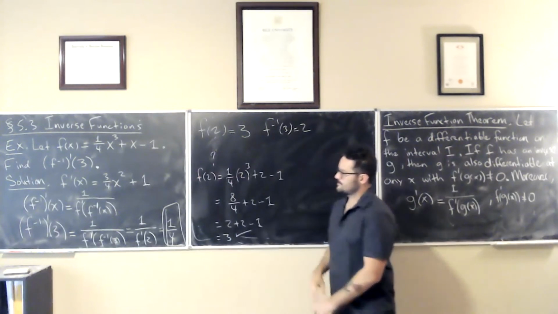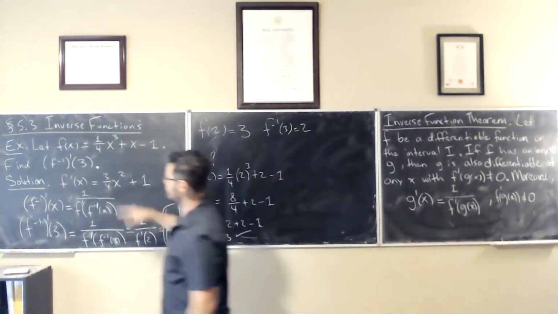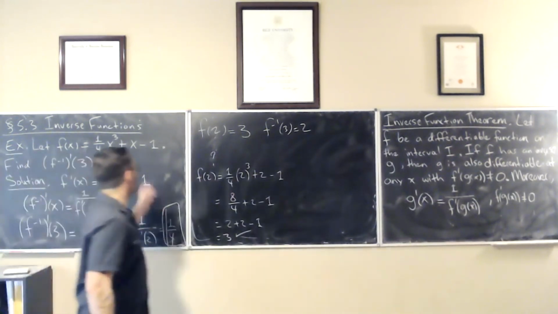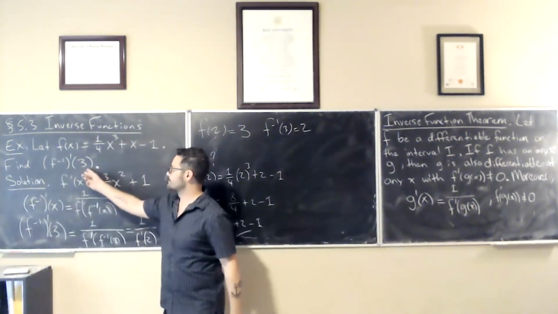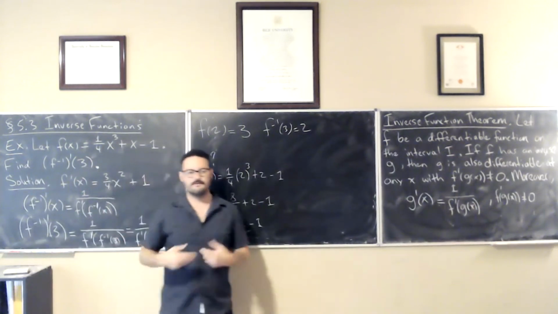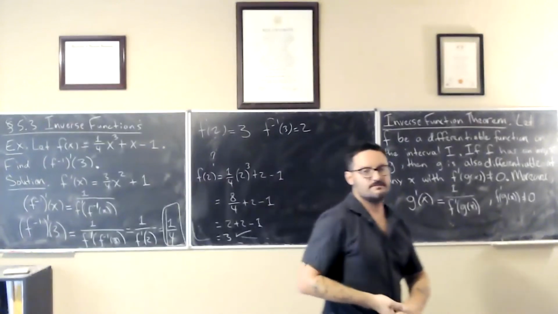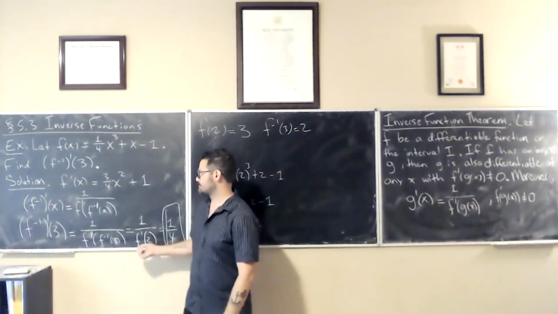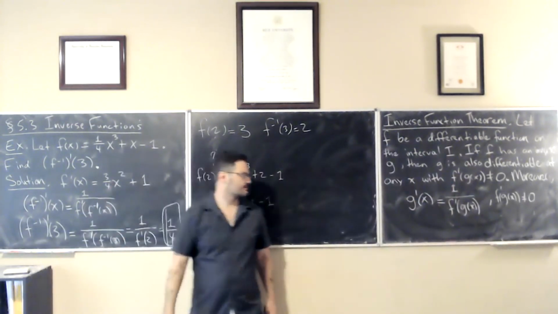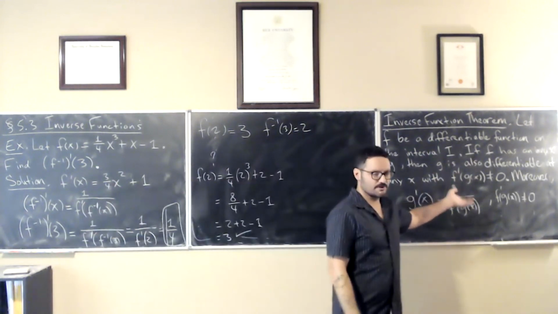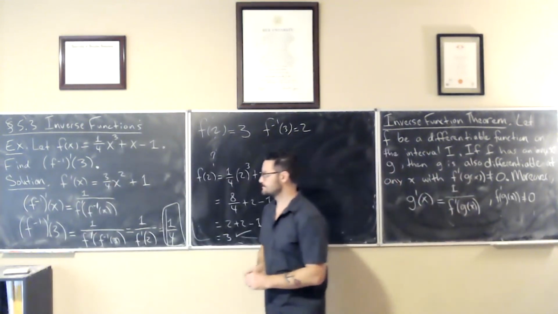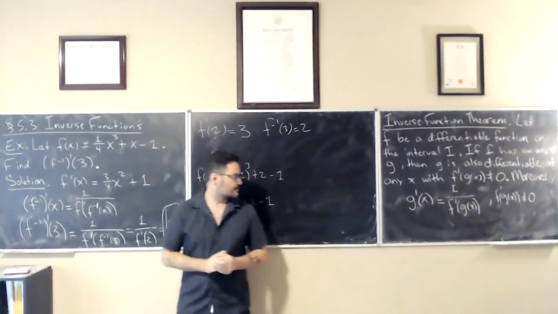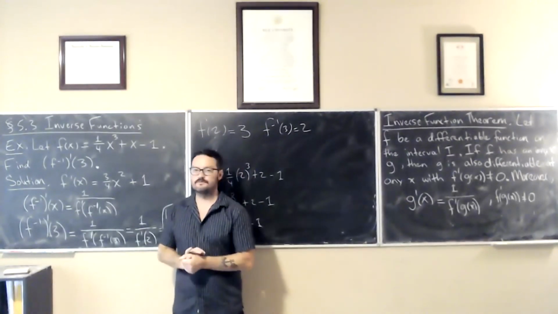So notice that we didn't have to find out what the inverse was. That's the whole point of it. All we needed to know was what x got sent to 3, so we could know what f inverse of 3 was. It was 2. Once we found out it was 2, we just plug into the derivative, which was easy to find. And we have 1 over that, and that's the answer. Okay, so that will conclude the section on inverse functions.